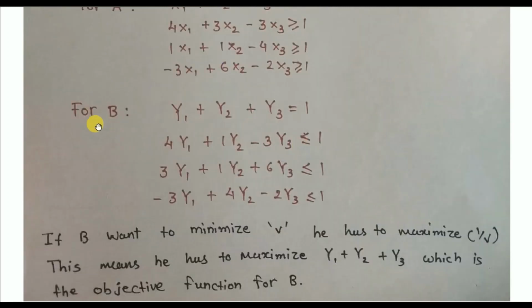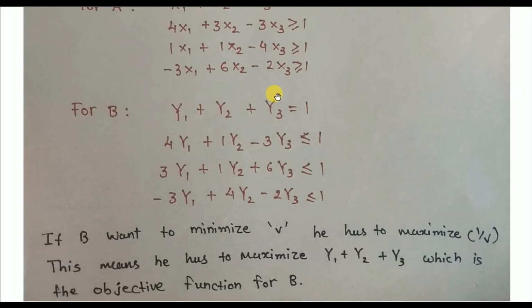So here B is the minimax player, so he wants to minimize his value of the game. Here it is 1 upon V, so don't forget to write down 1 upon V. B wants to minimize V, but here we have 1 upon V. That means if we want to minimize the value of the game, then we have to maximize this whole linear programming problem, because here it is 1 upon V instead of V. If we want to minimize V, then he has to maximize 1 upon V. That means this is our maximization problem.